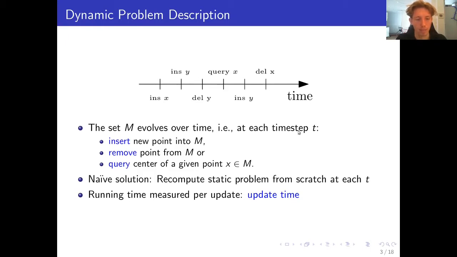In the naive solution, you could recompute everything from scratch and use your algorithm for the static problem. But of course, we hope to find something better. In this setting, the running time is measured per update. So it's the time you need at each time step to process the update.